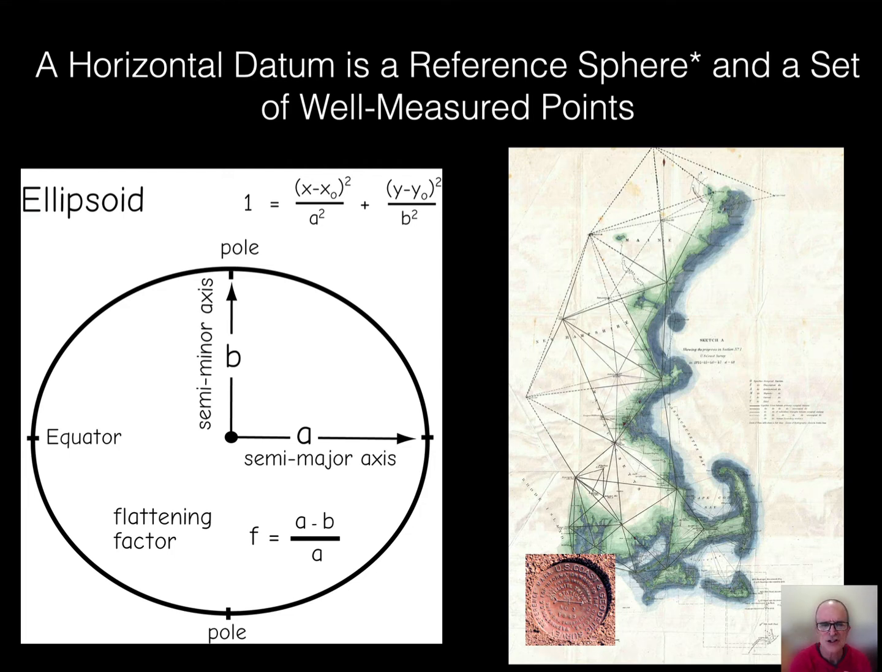And the best geometric shape that fits the approximate shape of the Earth, or the actual shape of the Earth that approximates the actual shape of the Earth, is an ellipsoid. The Earth is flattened some. Now, it doesn't fit it perfectly.